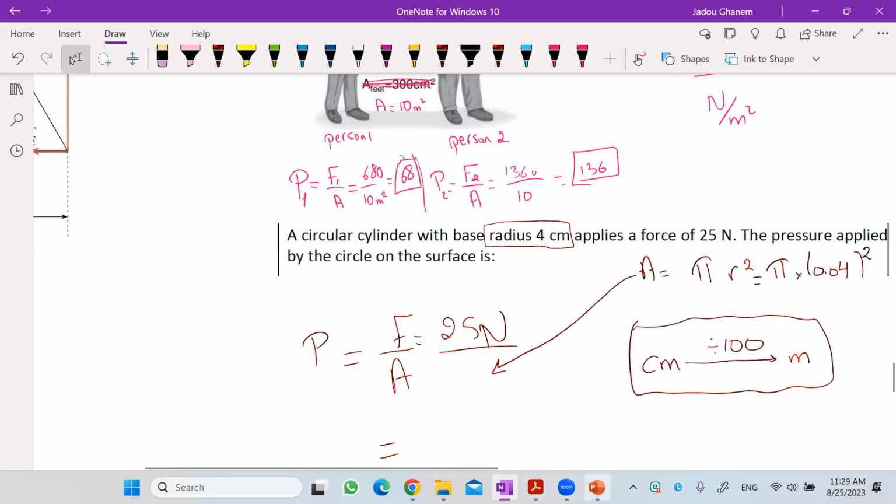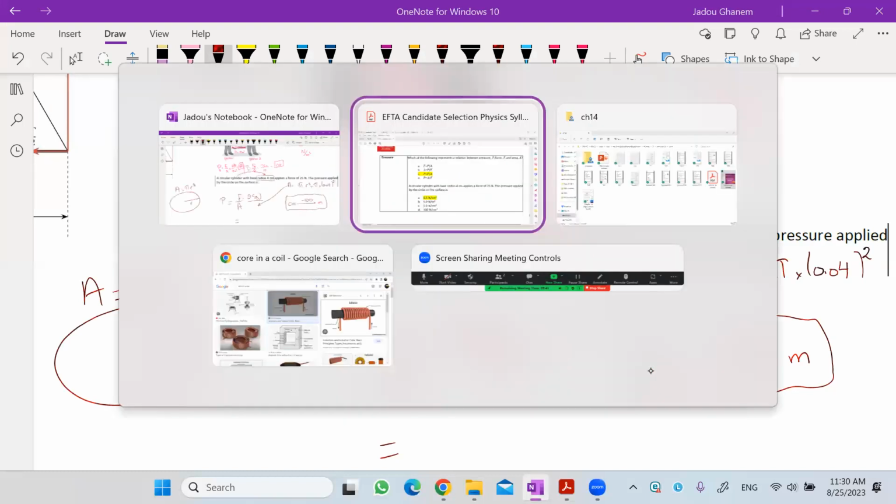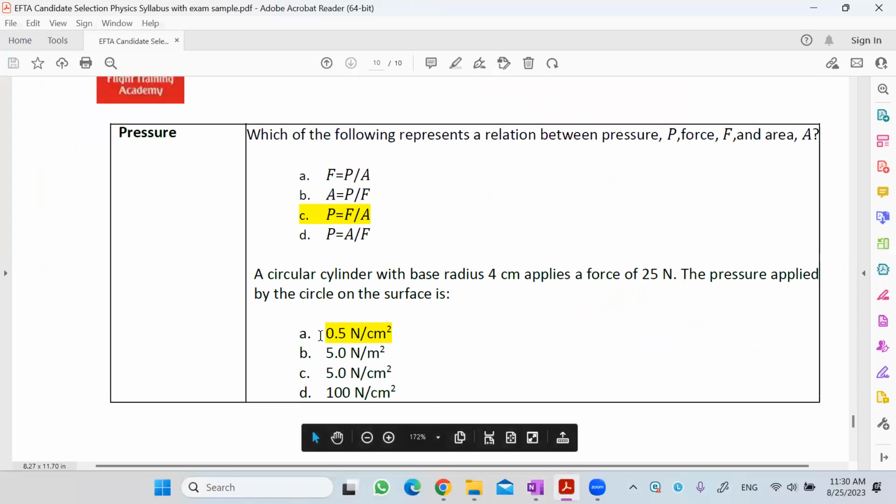From where is 0.04? Oh, okay. 0.04, from where did I get it? Yeah, they said that the cylinder is made up of a radius 4 centimeters. So this is the radius and not the area. Usually if you have a circle, this is the radius. The area of this circle will be area equal pi r square. So you multiply pi by the radius square.